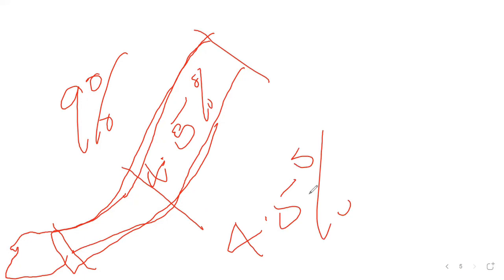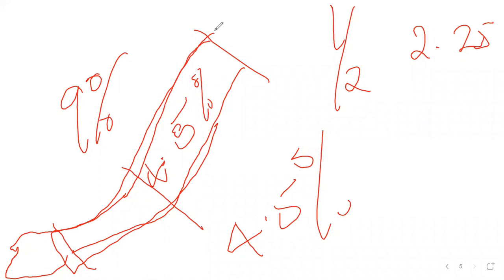Is that clear? Then half of the anterior half is 2.25%. Half of the posterior half is 2.25. So all you need to know is the entire arm is 9%. Half of it is 4.5. Okay? Is it clear? Yes, it is clear. Thank you. And there is one more, sir.